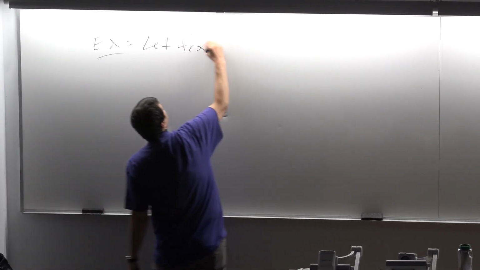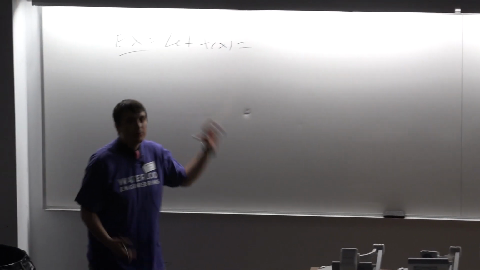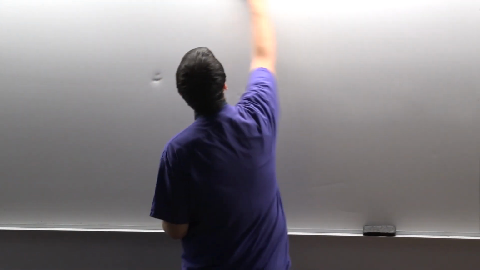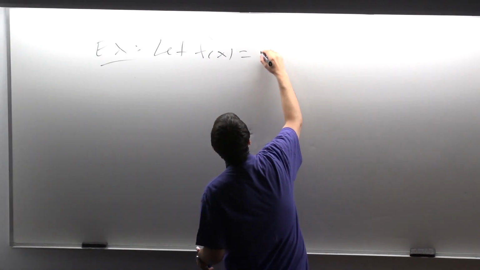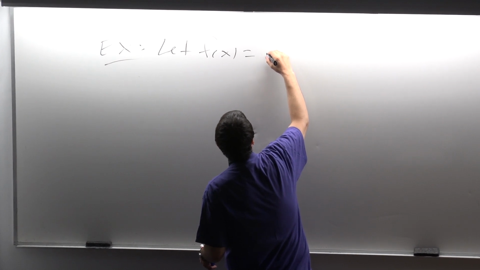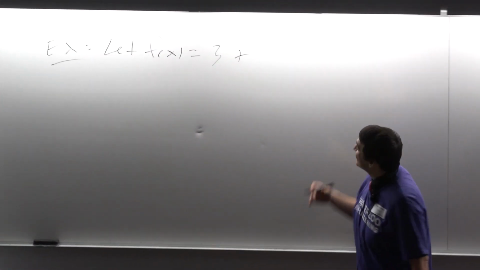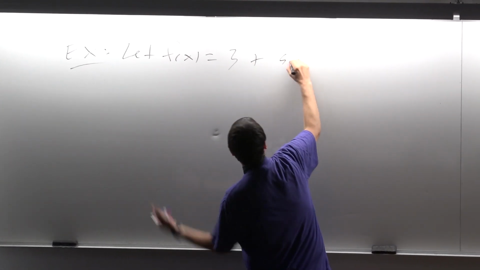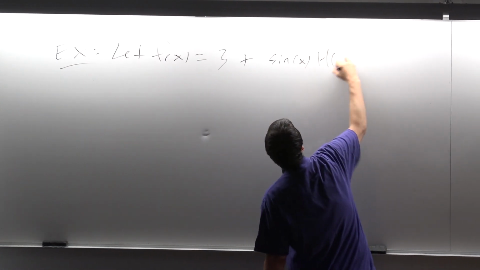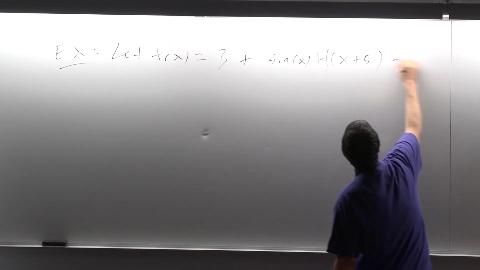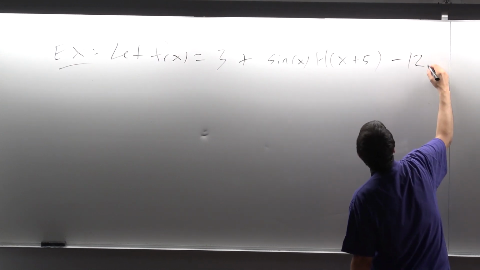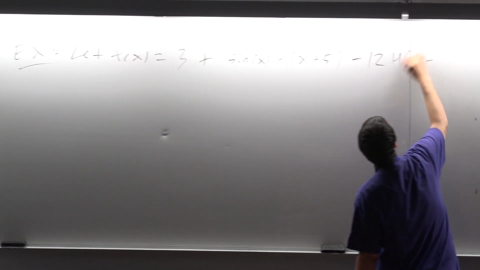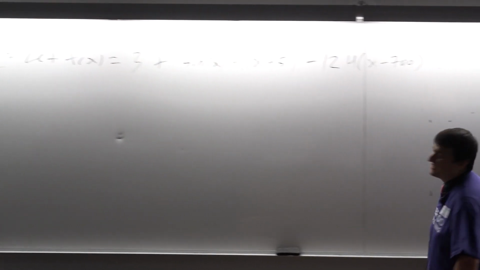Let f of x equal, I'm going to introduce a somewhat complicated combination of Heaviside functions. So if any of you wants to just shout out your favorite functions, go ahead. Okay. I just heard some laughter and some chatter, so it's okay, I got this covered. So 3 plus, let's put a sine x over here. Sine x times h of x plus 5 minus 12 times h of x minus 700.